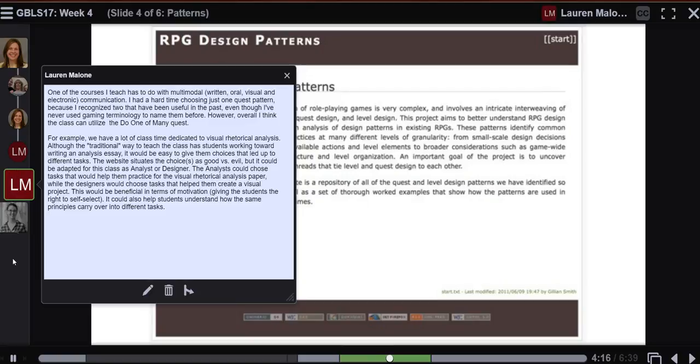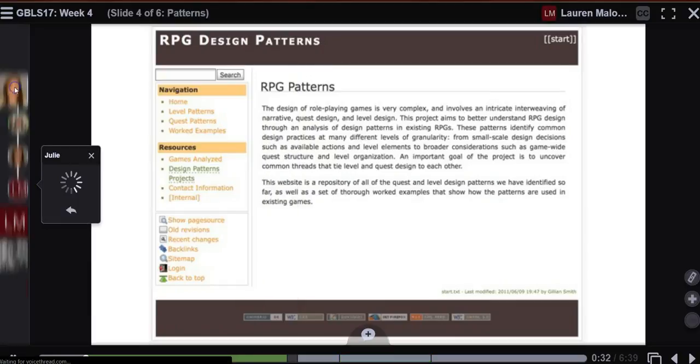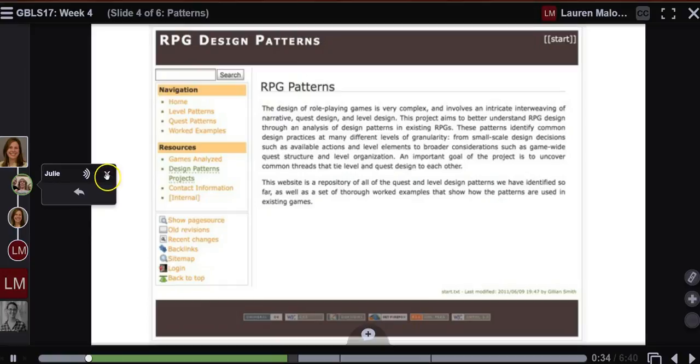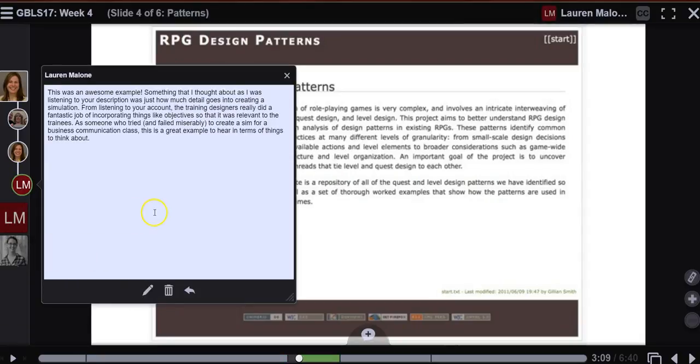So the second reason I picked this is because I was able to give an example of responding to another person's post, even though I didn't have anyone respond to me. Julie had come in with an example of a simulation that her training team did, and I just wanted to give her a little bit of encouragement, especially because I've tried to do a sim before and it crashed and burned.